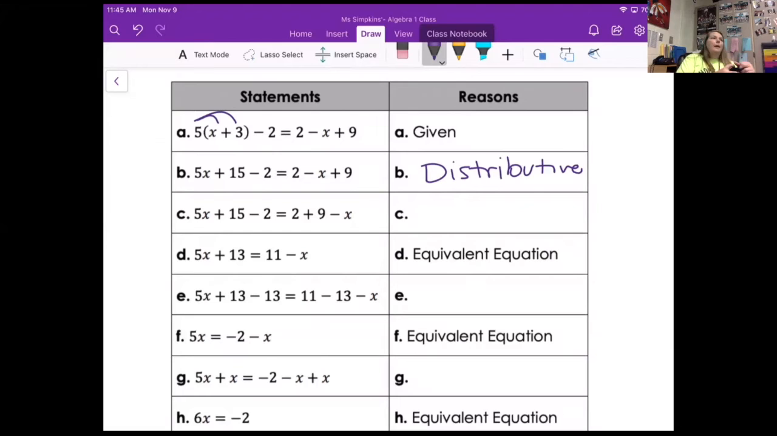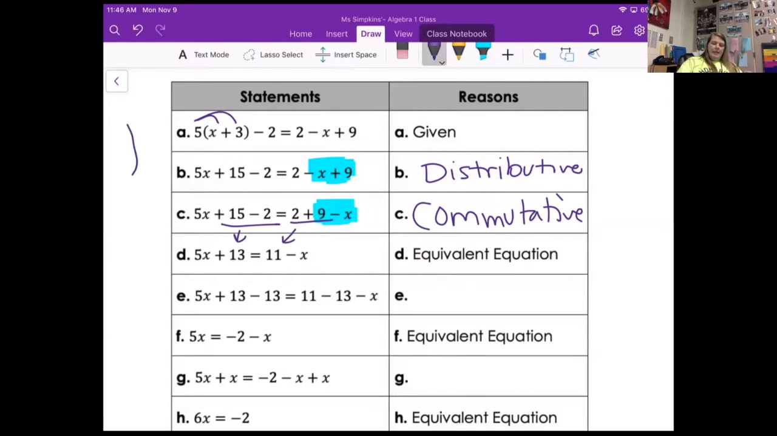What about from B to C? What happened or what is different about equation B to equation C? Luke, what's different? Commutative. We went from negative x plus 9 to 9 minus x. So that would be the commutative property. And then from C to D, all they did was combine like terms. So 15 minus 2 gave us 13, and 2 plus 9 gave us 11.